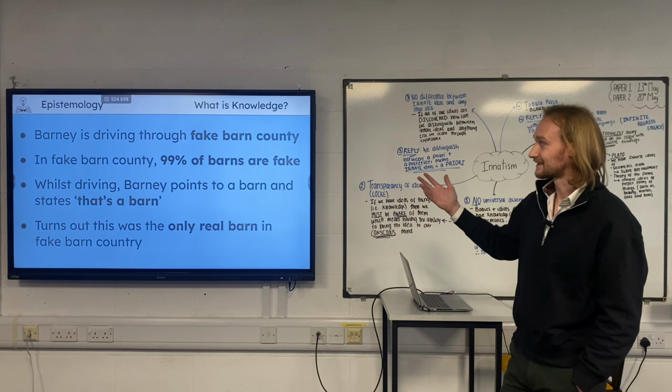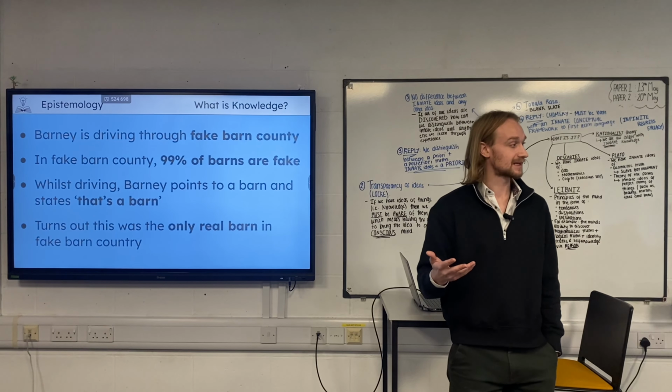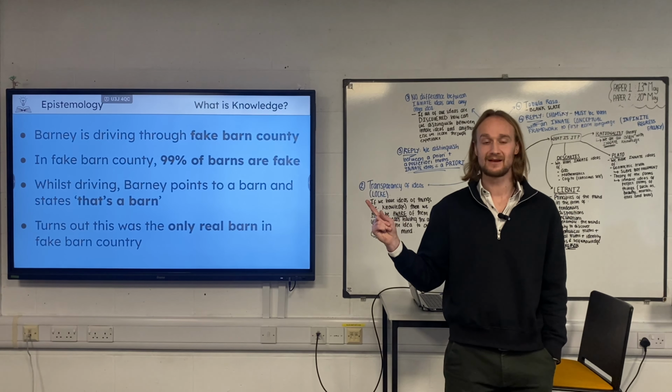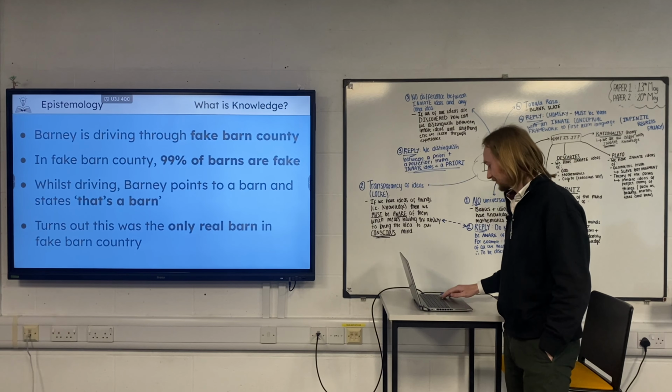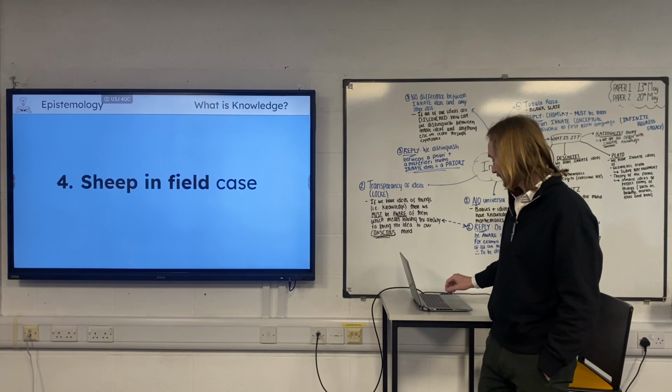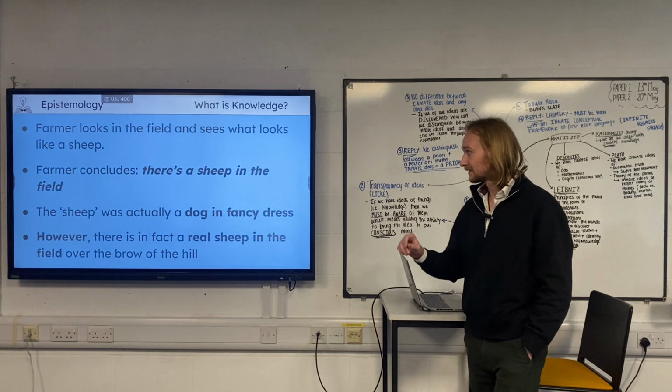However, this is again a lucky JTB. It's a lucky JTB because if he did that with any of the other barns, he would have been wrong. It's just by chance that he's picked out the only real barn. Number 4, sheep in the field case.